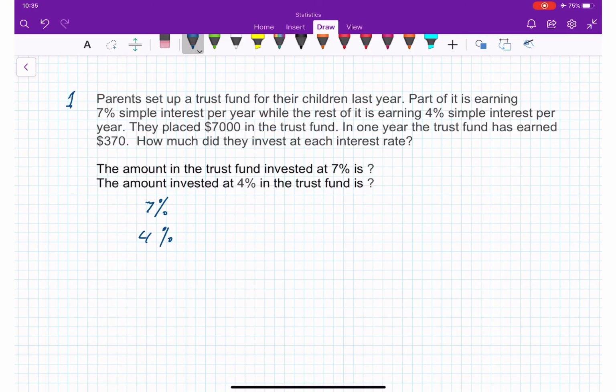Okay, so let's assume that amount in the trust fund invested at 7% is X. Okay, 4% is going to be the rest, right? Total is 7,000. Then X amount of dollars they use for 7%. Then the rest is going to be used for 4%, which is going to be 7,000 minus X. Yes? So that's amount of dollars, obviously.